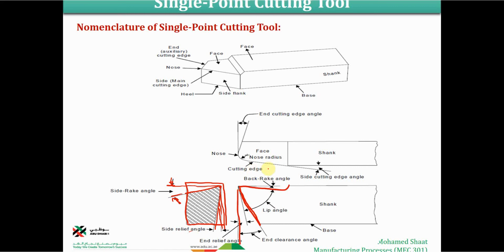Also from the top, we do have cutting edge angle. This is the side cutting edge angle. This is the front or the end cutting edge, and we do have the nose here, and this definitely is gonna be the top rake face. This surface is the top rake face of the tool, and this is a three-dimensional representation of the same tool.